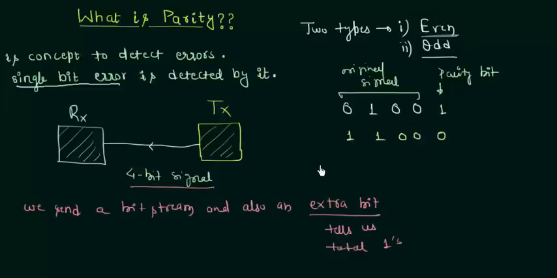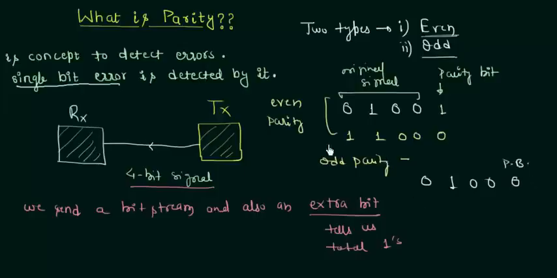Similarly, this was the case of even parity, and now we will talk about the odd parity, and we will take one example of a 4-bit original signal. The same example, let's say 0 1 0 0. Okay, this is our original signal, and here we have the parity bit. So in case of odd parity, we want the overall signal including this parity bit to have an odd number of 1s. Here we already have an odd number of 1s, so we will add just 0 as the parity bit.